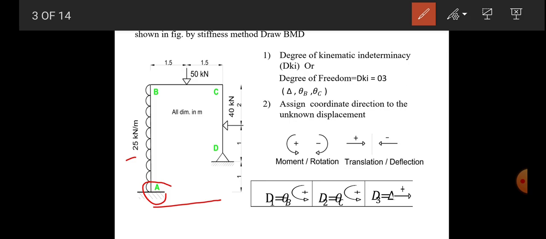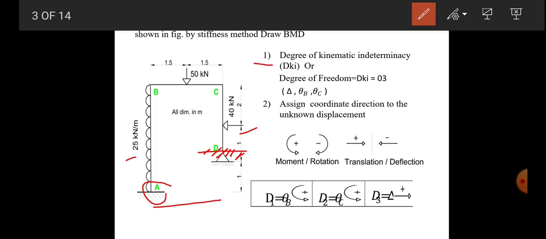BC is a beam having a length of 3 meter and loaded with the 50 kN point load at the midspan. Column CD of a length of 3 meter is loaded with the 40 kN point load at a distance of 2 meter from C and 1 meter from D side. Here at D, instead of hinge, consider fixed support, otherwise the unknowns will increase. So instead of hinge here at D, consider fixed support.